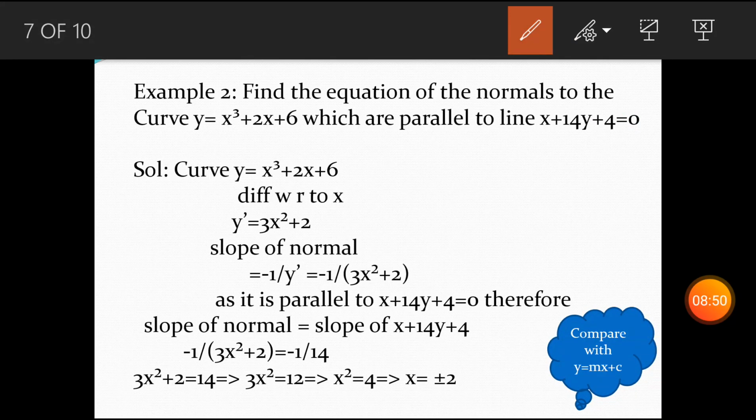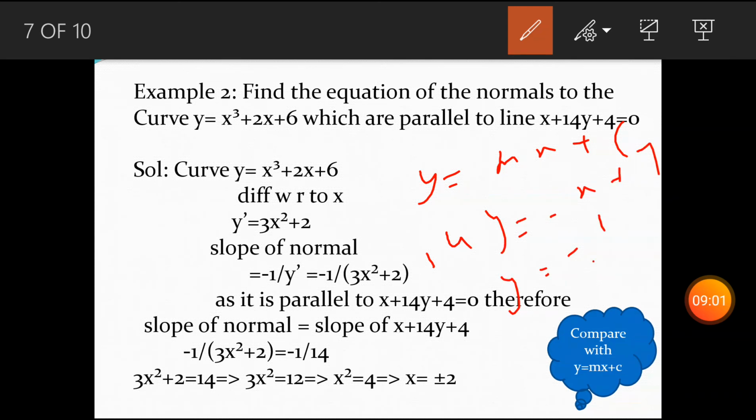For that, we are going to compare it with y equals mx plus c. So change it into this form. So 14y equals minus x plus 4. So y equals minus 1 upon 14 x plus 4. So minus 1 upon 14 will be your slope. So we are going to compare this slope with minus 1 upon 14.